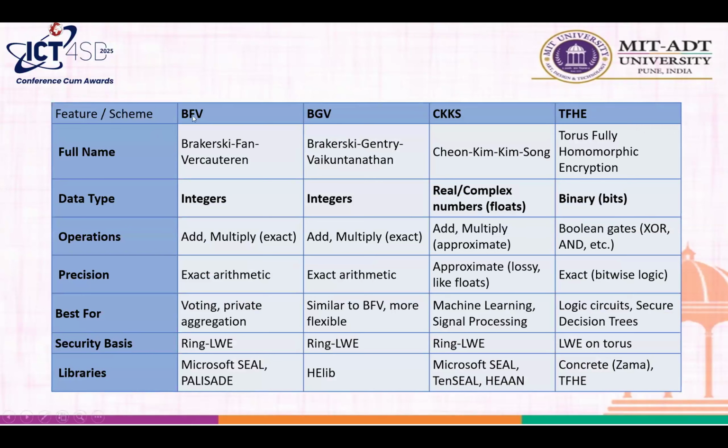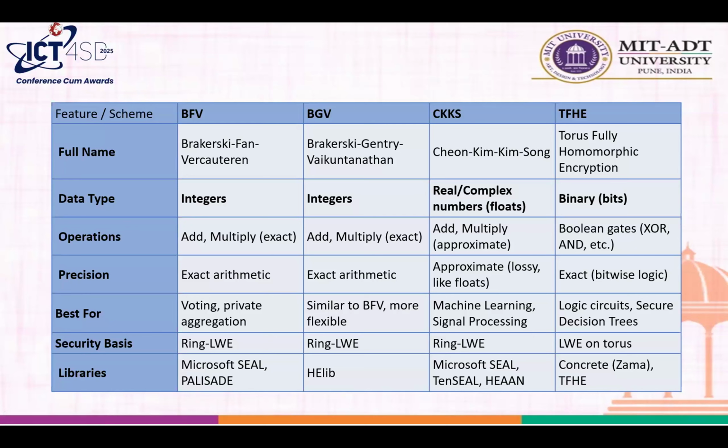So this is BFV, BGV, CKKS, TFHE. These have evolved in the last 10 years. The names are given after the people who invented them, so they are difficult to pronounce. What are the data types used? BFV uses integers, and the operations mostly used are addition and multiplication. The precision is quite good, and the use cases are voting and private aggregation.